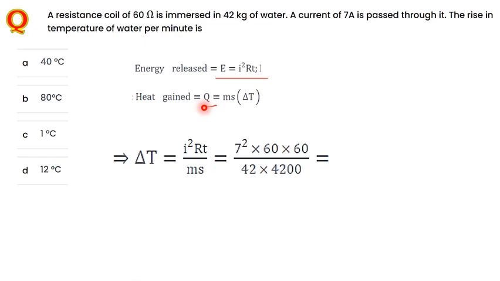So from this one, instead of Q, I just mention here I squared R T. I is the current, 7 squared. R here is 60 ohm of resistance. And the time here is per minute, meaning 1 minute, 60 seconds, divided by mass here, 42 kg, and the specific heat capacity of water. This one you have to remember, that is 4200.